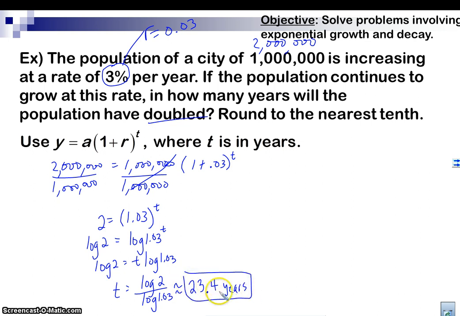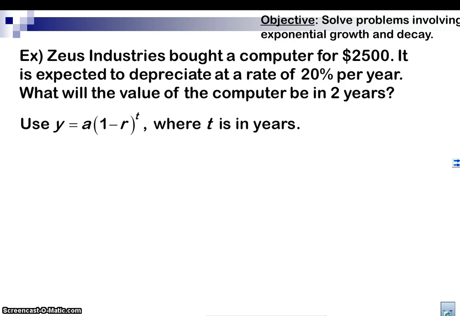All right, guys, I'm going to leave it at that. We've got one more here. If you want to take a look, I'll do it, but otherwise we'll sign off. Zeus Industries bought a computer for $2,500. It is expected to depreciate at a rate of 0.20. Depreciate means lose value. What will the value of the computer be in 2 years?